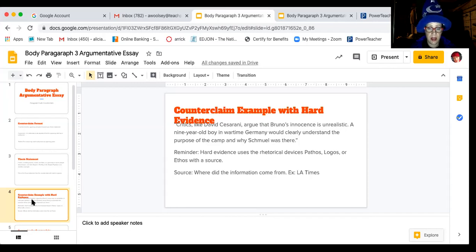And now, reminder, hard evidence uses a rhetorical device, which is pathos, logos, or ethos, with a source. Again, I didn't say this before, but if you have hard evidence in both your counterclaim and your refute, you're going to have a very strong argument, so I would attempt to do that. Now, don't forget your source. Where did the information come from? That's how you know you have hard evidence, because you have a source. Example, the LA Times.